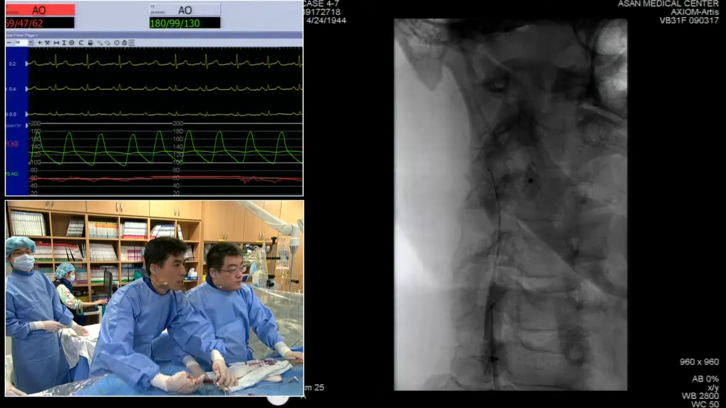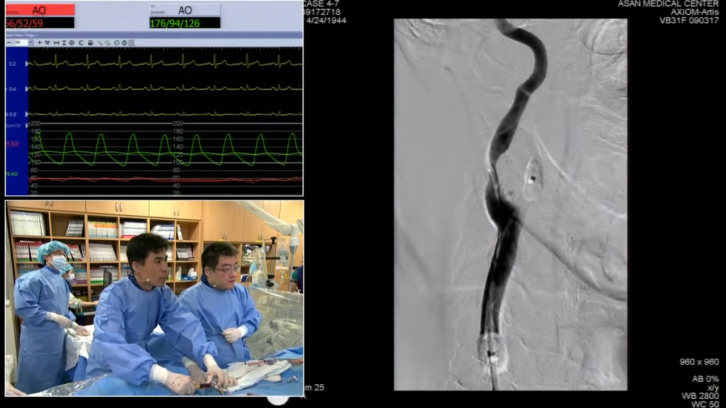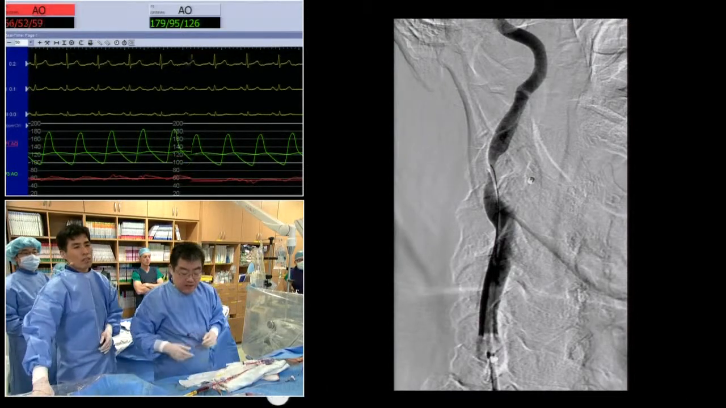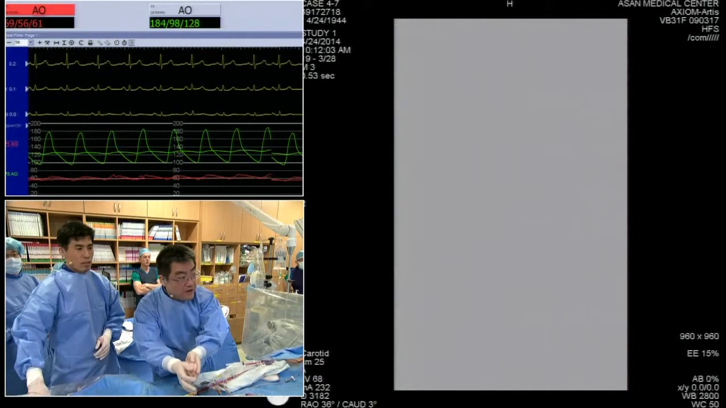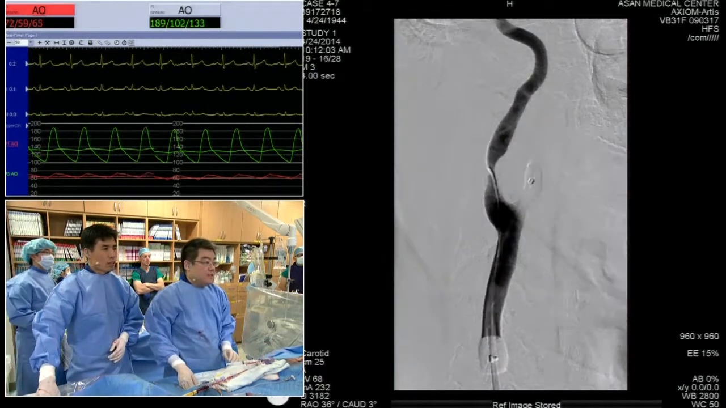Right, we are doing a small test here to see whether the contrast is... okay, so you can see the contrast is hanging there. It's not being flushed downward. So I think the STA is probably insignificant.